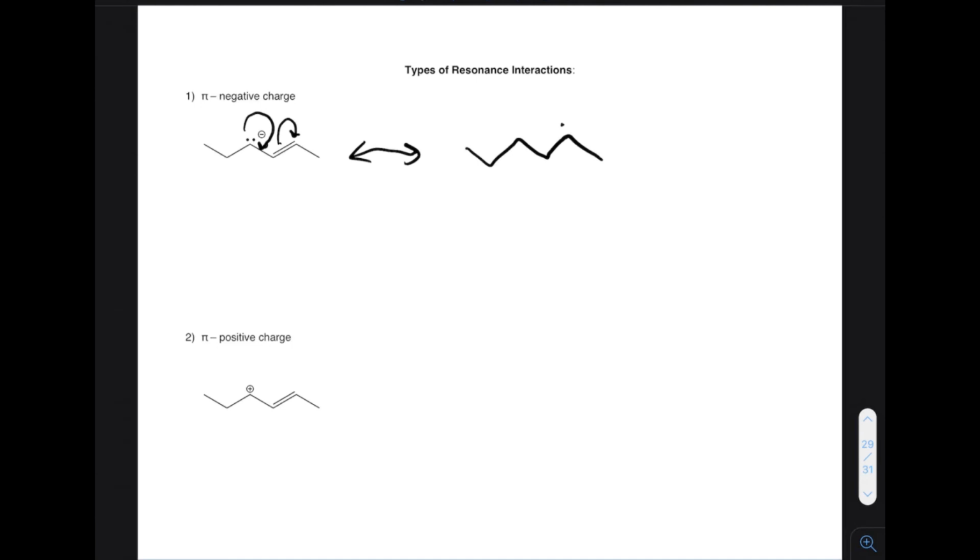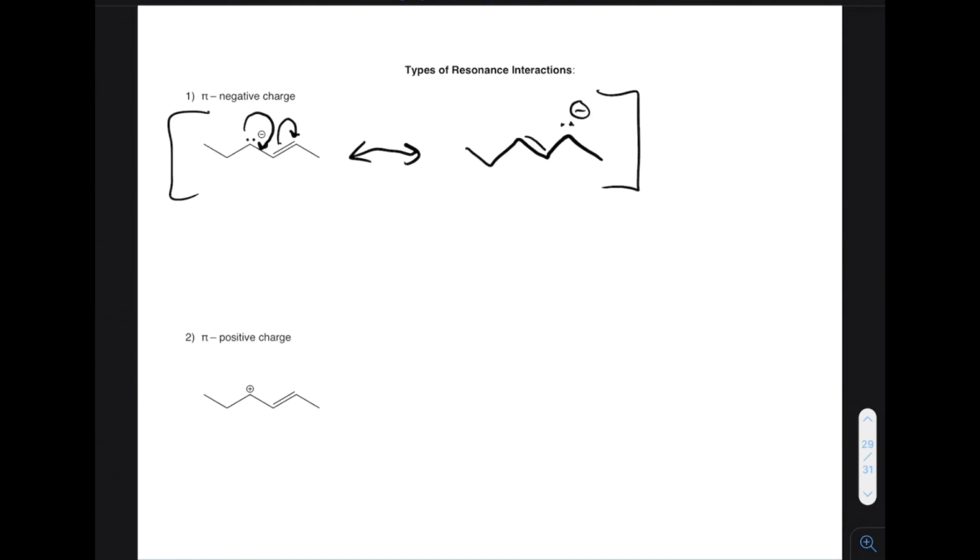So now the negative charge is here. We have a double bond here, and the negative charge is on this carbon. Right, so lone pair on this carbon now, double bond here, and we have our resonance form. And these are pretty much equivalent, so there is no minor or major here for the most part.